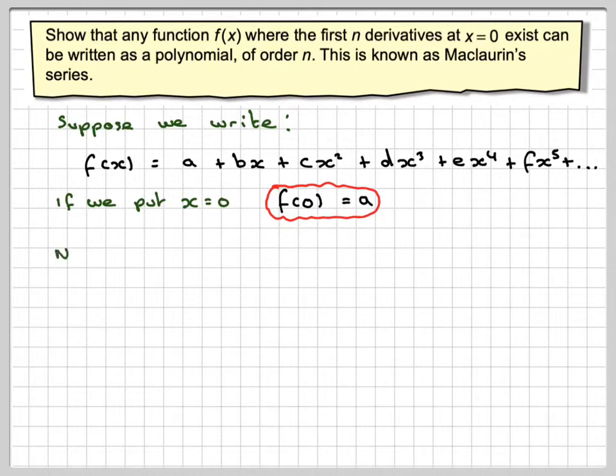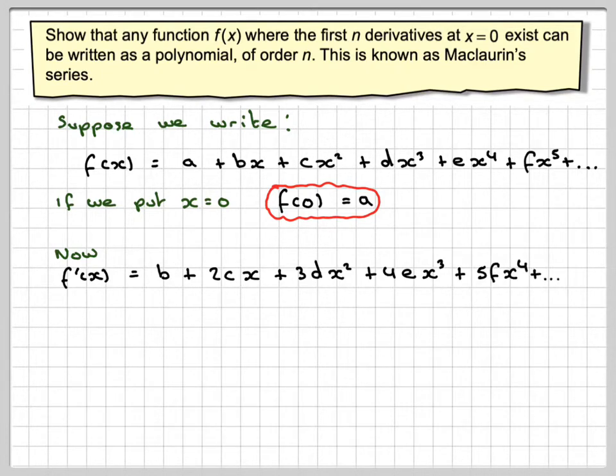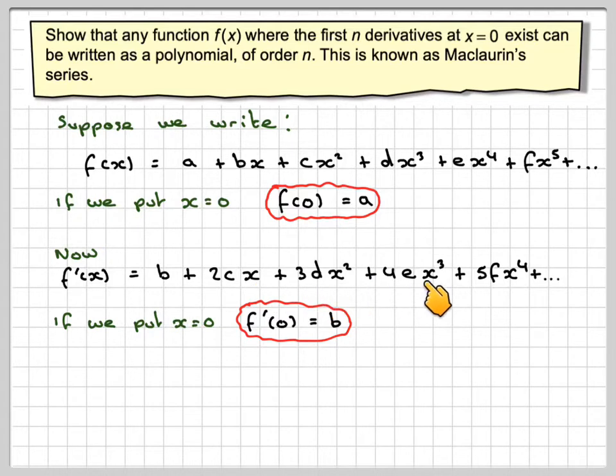We'll highlight that. Now if we differentiate, we're going to get f dashed of x. The a will disappear. We'll just get b from here, 2cx from here, 3dx squared plus 4ex cubed plus 5fx to the 4. Now if we put x equal to 0, on this side we'll get f dashed of 0, on this side we'll just get b because all these terms will disappear, which means that b is equal to f dashed of 0.